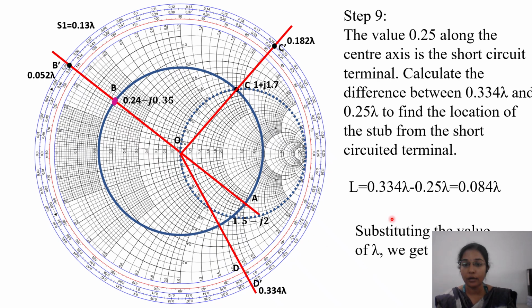Here I have my L where it is 0.034 lambda, and here it is 0.25 lambda. I'll be finding the difference and getting the value of L. Hope it is clear. Now we have calculated the position and the length of the stub.